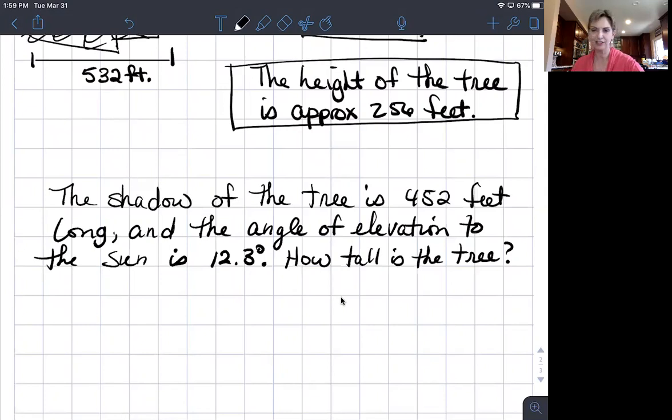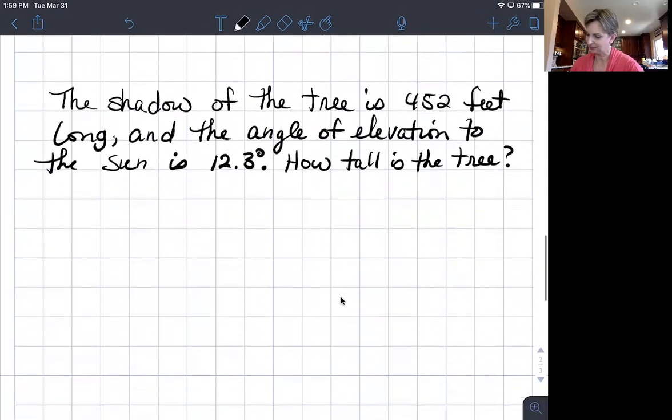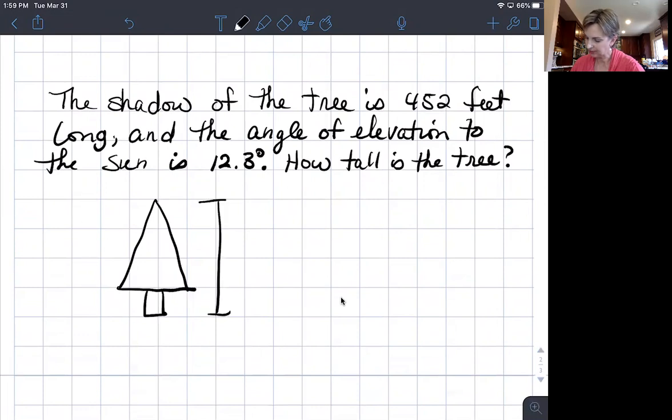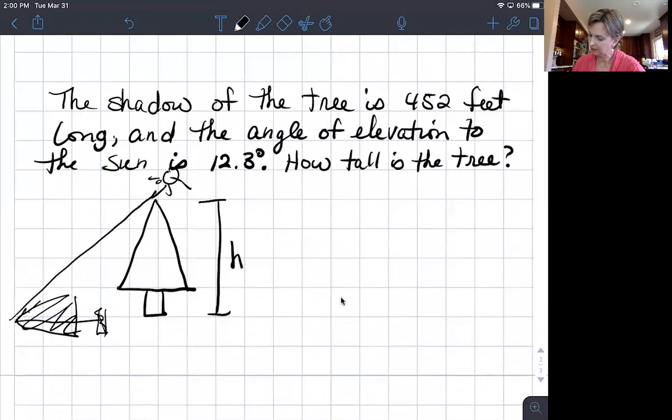All right, did you get an answer? Let's see how you did. Very similar problem to the last one, right? We have our tree. We want to know how tall it is. We have the sun up here and a shadow of the tree. But our angle of elevation this time is only 12.3 degrees, and our shadow is how long? 452 feet.